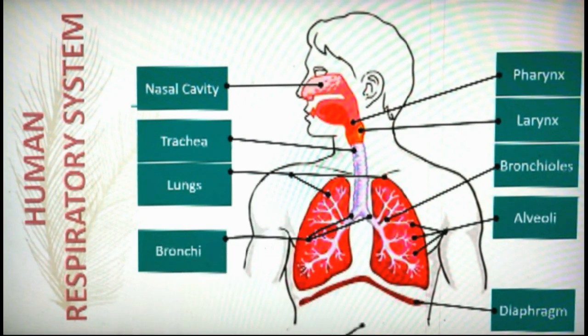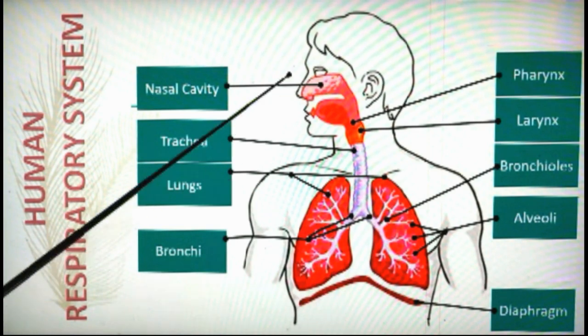And when we observe the three-dimensional view of the diaphragm, we could see a hole. That means the food pipe is very close to the windpipe. The food pipe pierces through the diaphragm to reach the stomach. That's it. The food pipe pierces through the diaphragm to reach the stomach. So this is the structure of the human respiratory system.